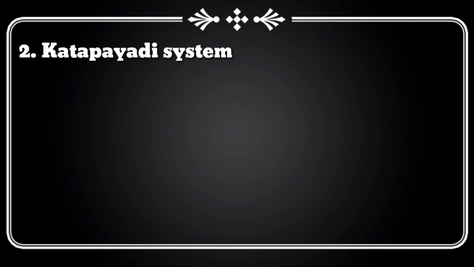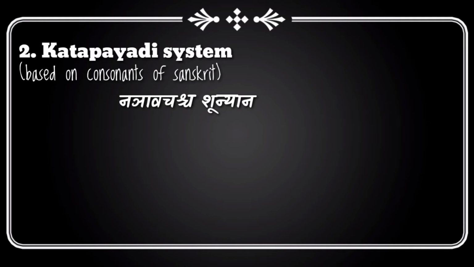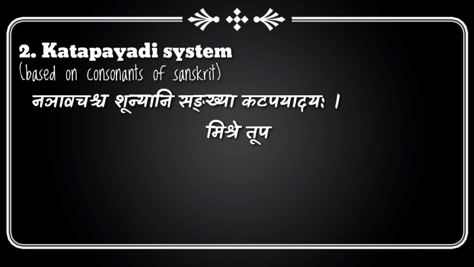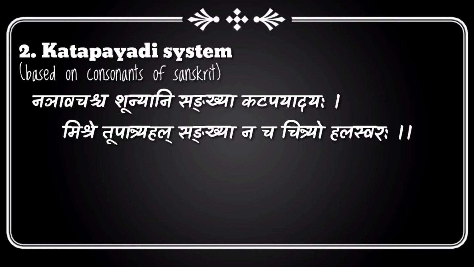The second system is the KATAPAYADI system of numeration. The KATAPAYADI system of numeration is basically based on the consonant system of the Sanskrit alphabets. This was the ancient Indian or ancient Sanskrit system. So let us look at the rule of the system. In Sanskrit, it is called as Nayavachascha Sunyani Sankhya Katapayadaya Mishretu Pantyahal Sankhya Nacha Chintyo Halaswara.